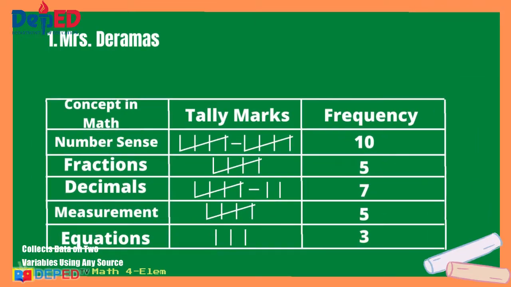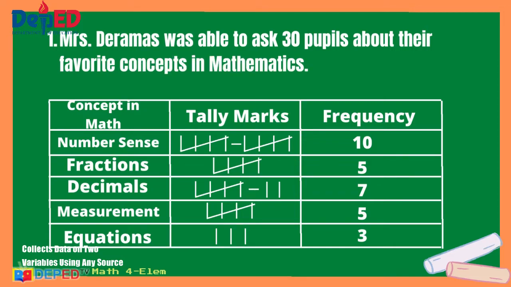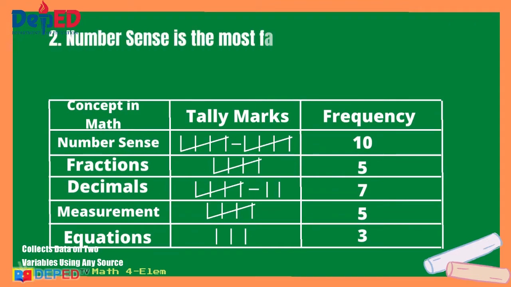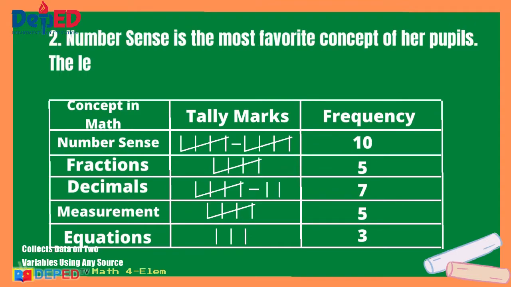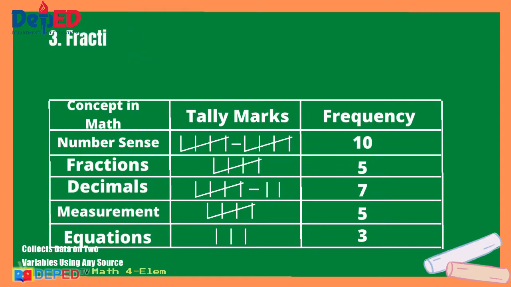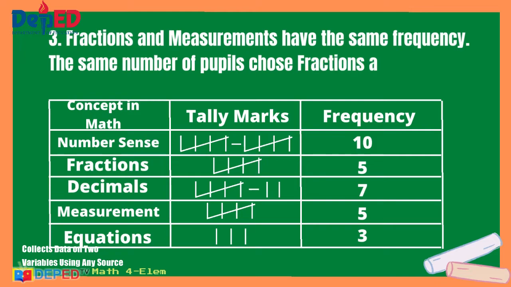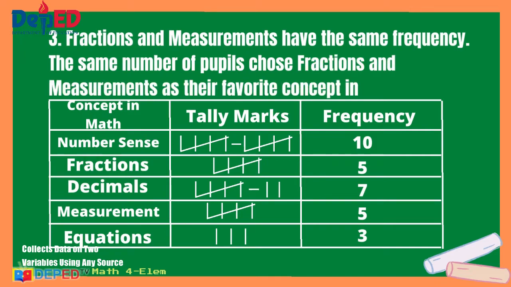From this table, we can say the following. 1. Mrs. Deramas was able to ask 30 pupils about their favorite concept in mathematics. 2. Number sense is the most favorite concept of her pupils. The least liked concept in mathematics of her pupils is equations. 3. Fractions and measurements have the same frequency. The same number of pupils chose fractions and measurement as their favorite concept in mathematics.